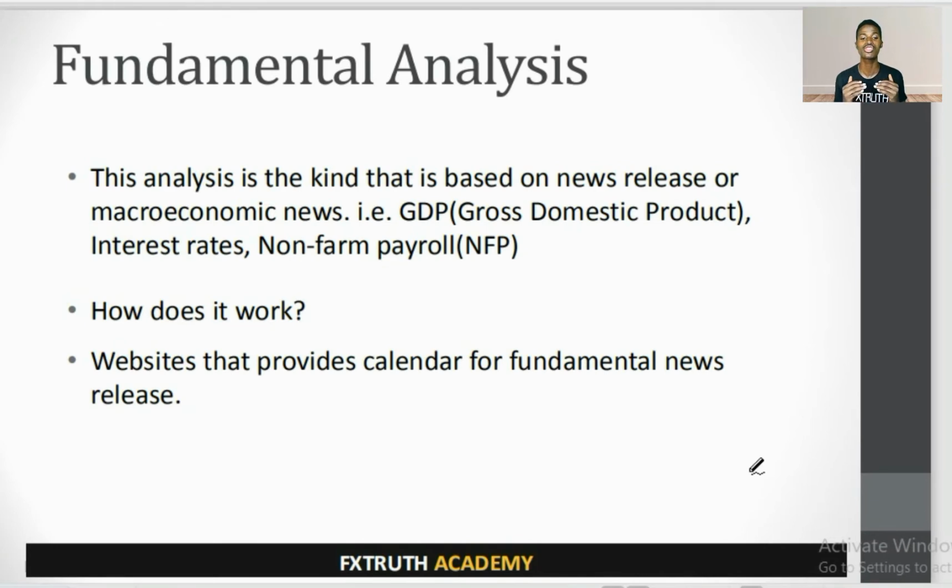Good. So most traders, this is how they trade the forex financial market. And examples of this news release are the gross domestic product, the interest rates, the non-farm payrolls known as the NFP, and etc. There are a lot of news that can be released at any given time because of the fluctuation in various economies of the world. Good. So now, how does this work?